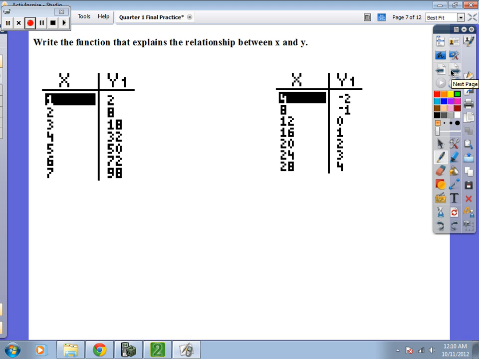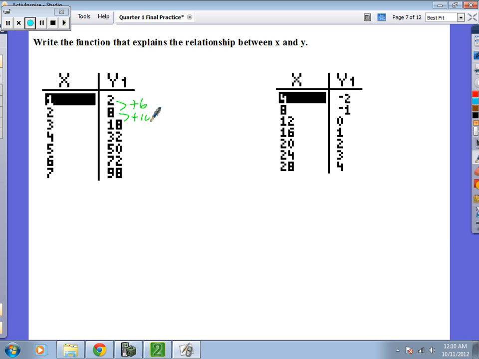Alright, write the function that explains what is going on. So let's examine the change. 2 to 8, that went up 6. 8 to 18, that went up 10. 18 to 32, went up 14. That went up 18. Okay, this is changing only by 4 every time. So here's what's got to go off in your head. You know what? This sucker is a quadratic.